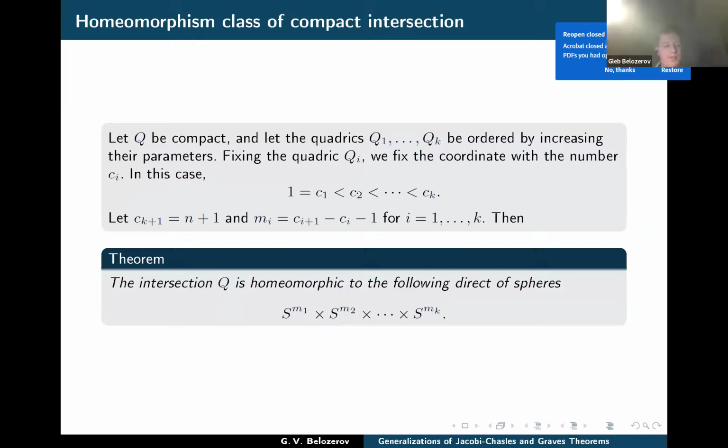After the theory, my scientific advisor Anatoly Timofeyevich Fomenko assumed that this fact is also true for Minkowski spaces and for the spaces of constant curvature. And we proved the generalizations of the Jacobi-Chasles theorem for these spaces.